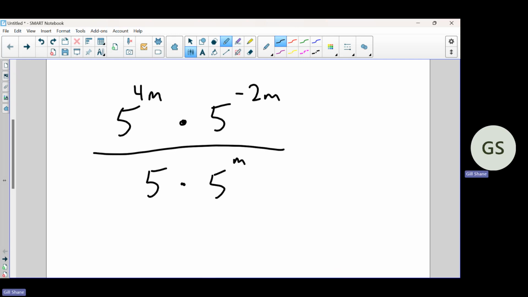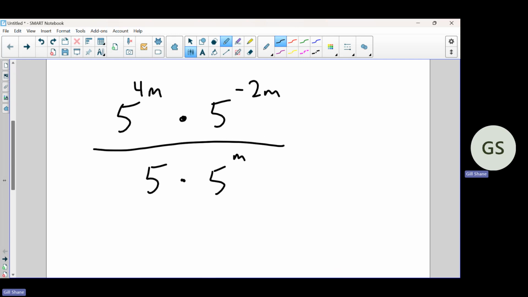Now there's a couple of different things you can do, especially now that I've told you if you see a negative exponent, it just moves it to the other side of the fraction line. I could actually take that 5 to the negative 2m, move it to the bottom.